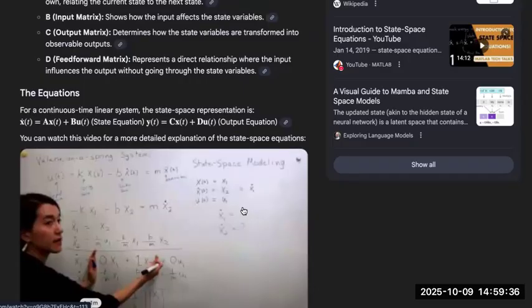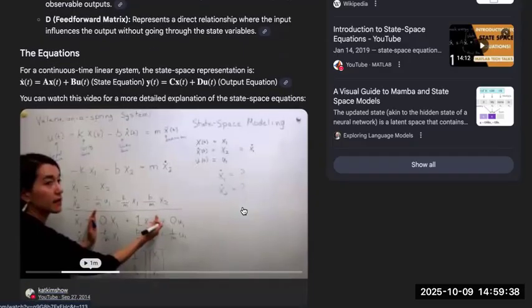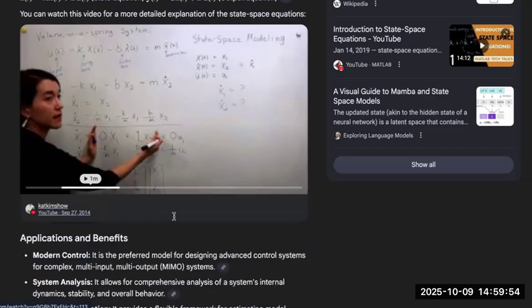So the equations. For a continuous time linear system, the state space representation is x dot equals Ax(t) plus Bu(t). This is the state equation. And y(t) equals Cx(t) plus Du(t). This is the output equation.